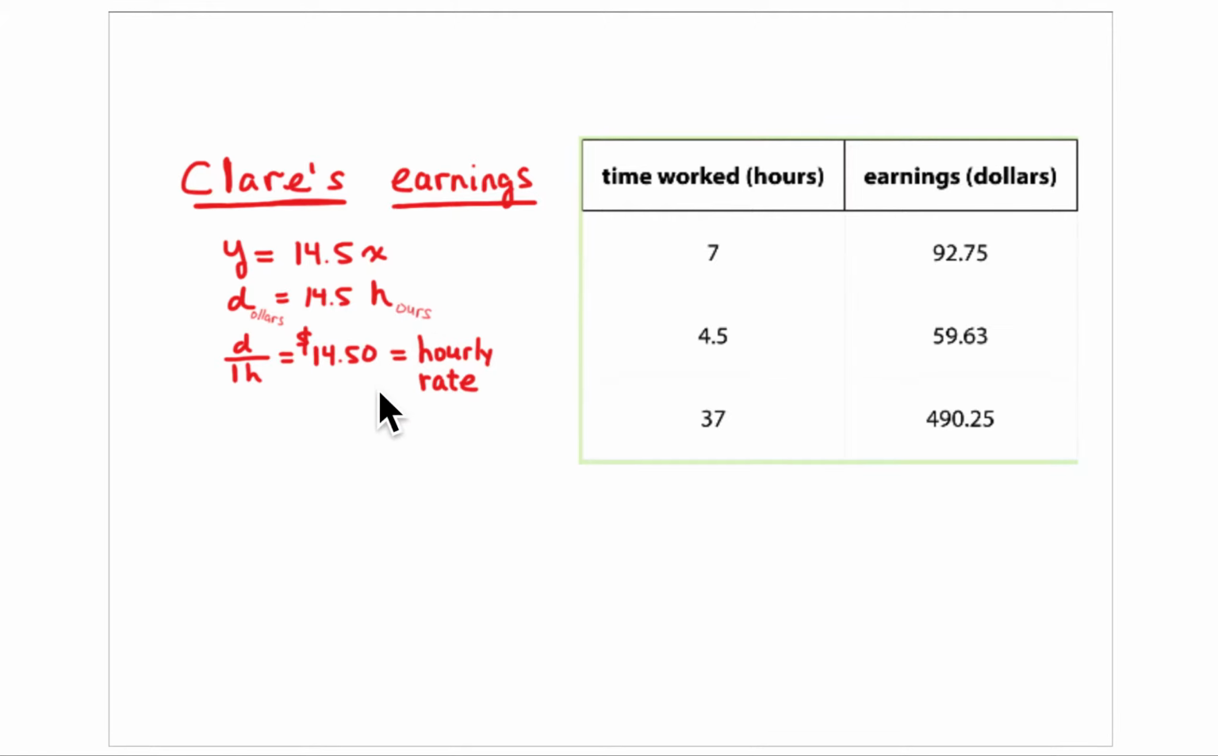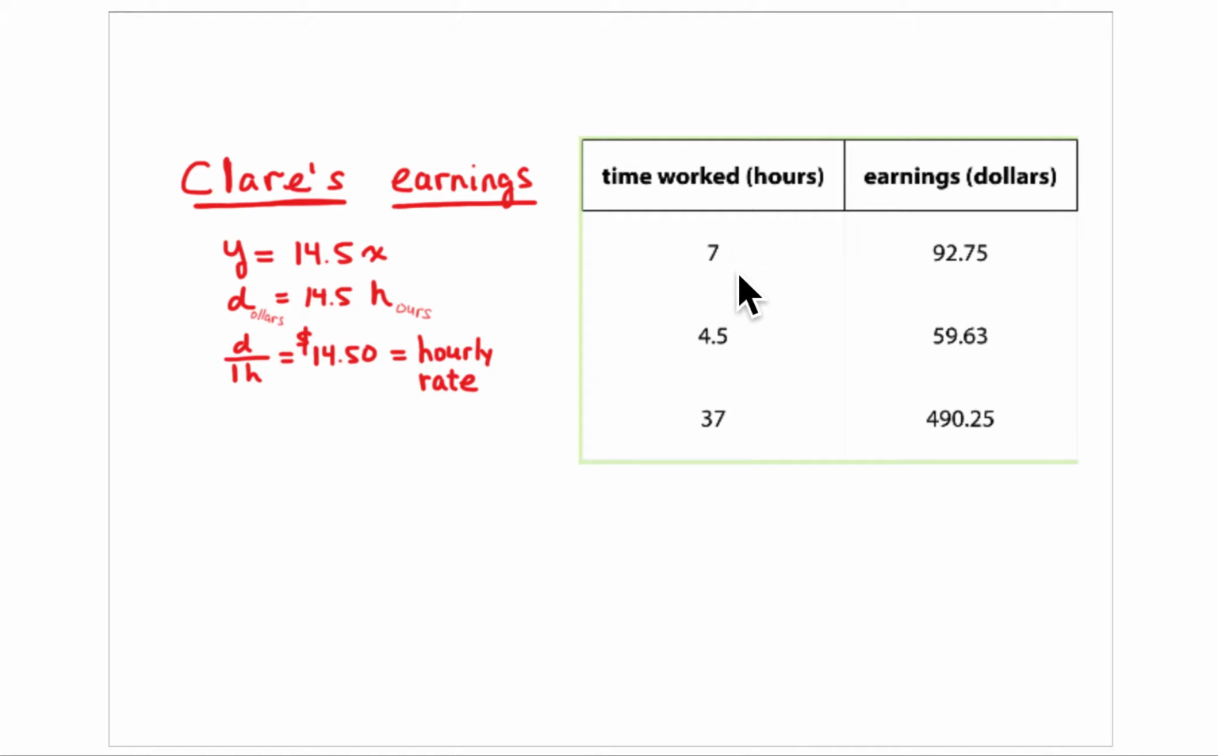If she works 1 hour, she gets $14.50. That is her hourly rate. That's the unit rate. How much money does she make per 1 hour? So this is the value of k, the constant of proportionality. $14.50 for 1 hour. 2 hours is twice that. 3 hours is 3 times that. 4 hours is 4 times that, and so on.